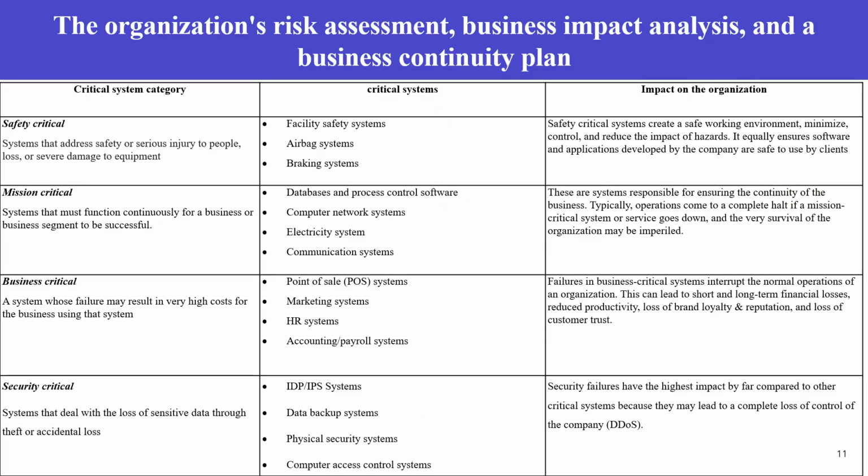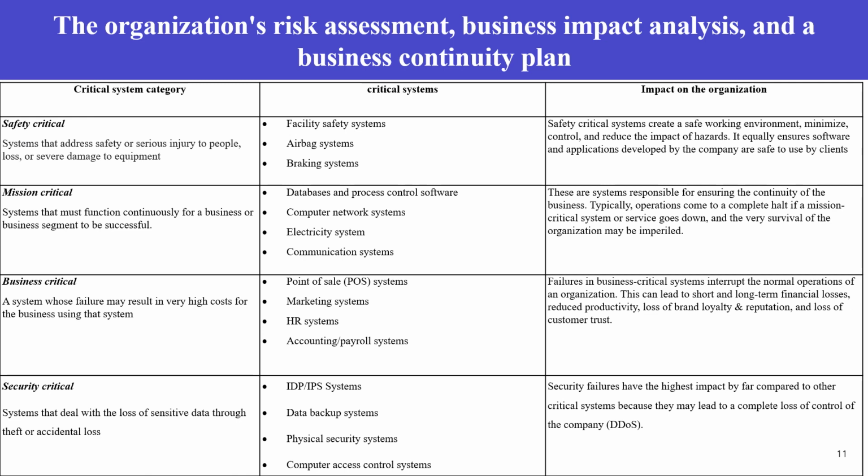Now we look at the organization's risk assessment, business impact analysis, and the business continuity plan. Right here, we're going to focus on four main areas of the business impact analysis. We're looking at safety critical, mission critical, business critical, and security critical assets. Safety critical systems address safety or serious injury to people, and loss or severe damage to equipment. These are like facility safety systems, airbags, braking systems, etc. Safety critical systems create a safe working environment and minimize, control, and reduce the impact of hazards.